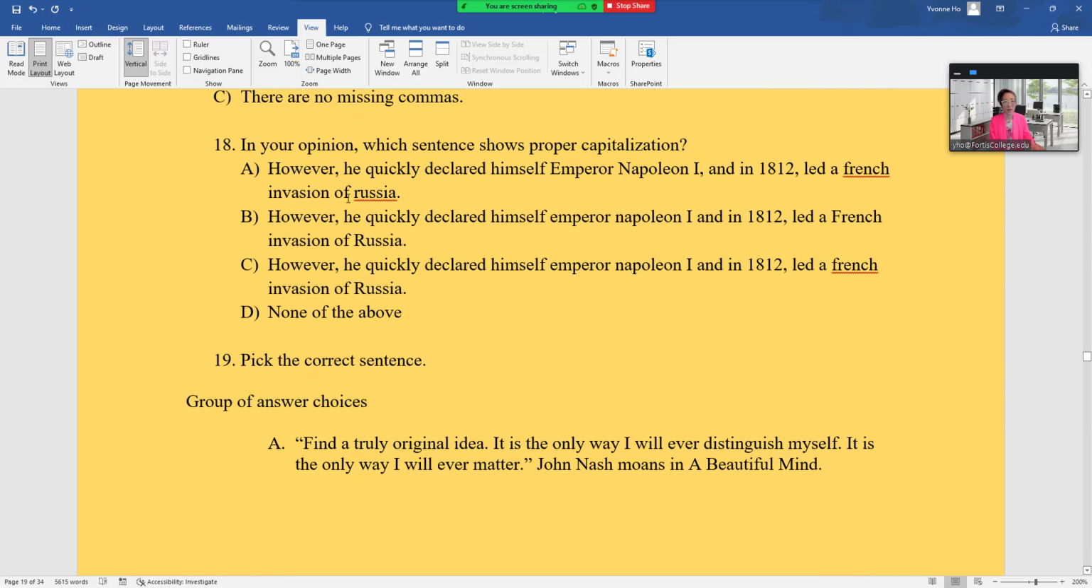In your opinion, which sentence shows proper capitalization? However, he quickly declared himself Emperor Napoleon I, and in 1812 led a French invasion of Russia. So when you need to capitalize the names of countries. So A is wrong. And so we know that the answer is B. Oops, it's none of the above. Hold on, because here Emperor and Napoleon is not capitalized. And in C, Emperor, Napoleon, and French are not capitalized. So none of the above, none of these are correct.